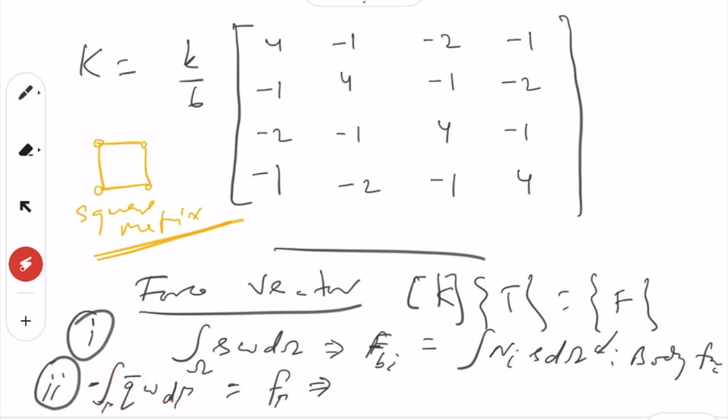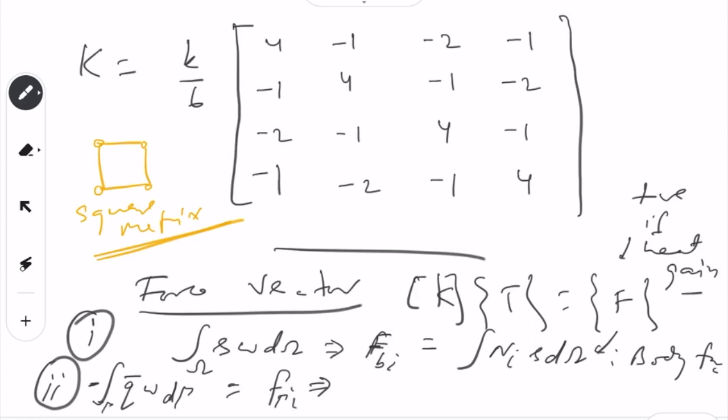So if you are gaining energy, then F is positive. Remember, positive if heat gain. So F gamma i is given by N i, and then you have q bar at the boundary, integrated over the whole gamma.